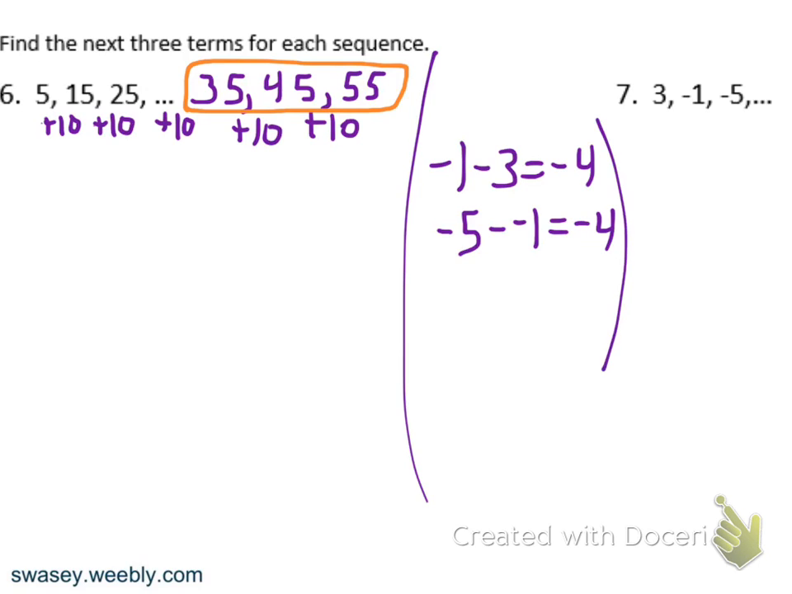So continue that pattern. -5 plus -4 is -9. -9 plus -4 is -13. And -13 plus -4 is -17.